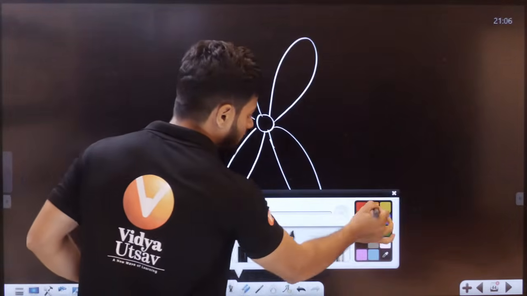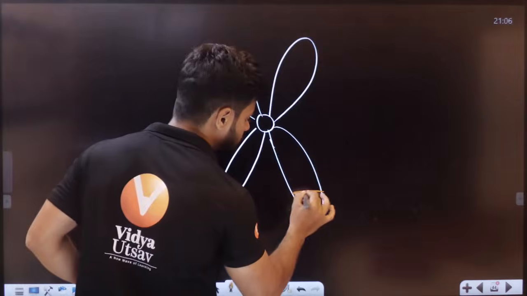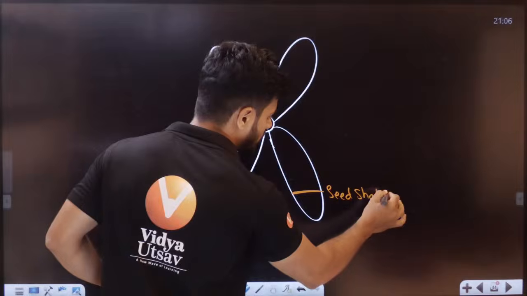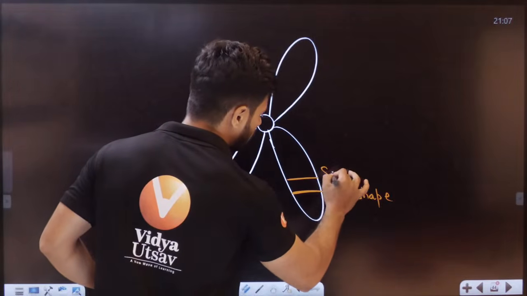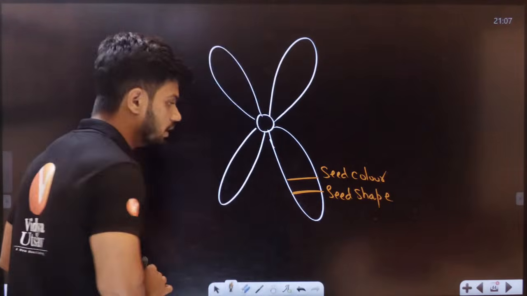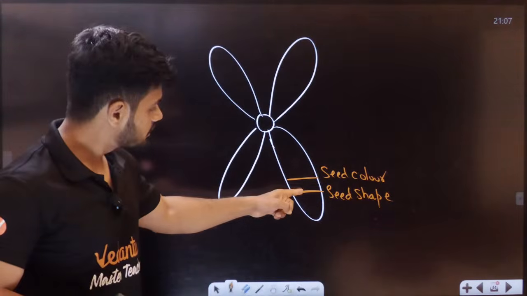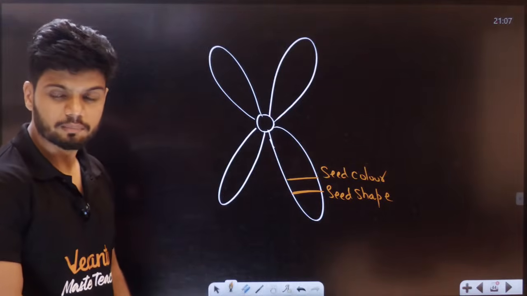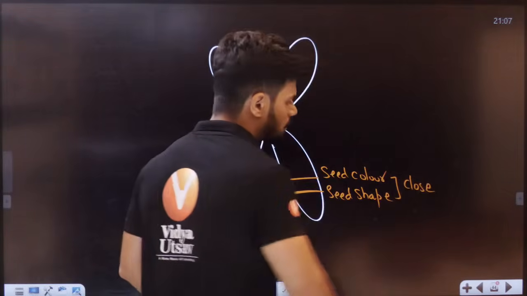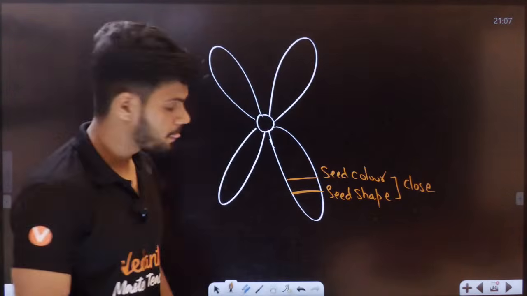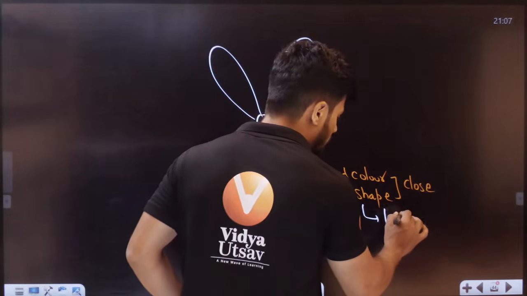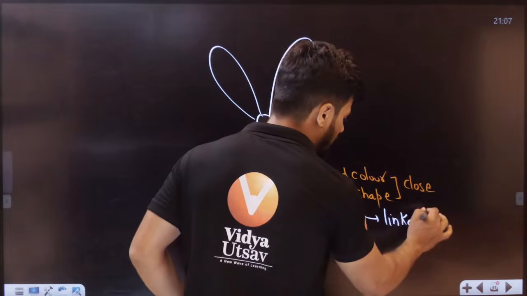Okay. Here I have one gene for, let's say, seed shape, and one gene for seed color. So tell me, students, in this case, are the two genes close or very far from each other? These two genes are very close to each other, right? In this case, linkage is going to be high.